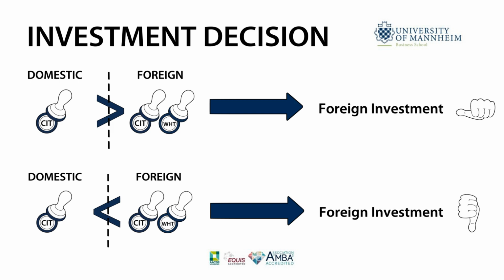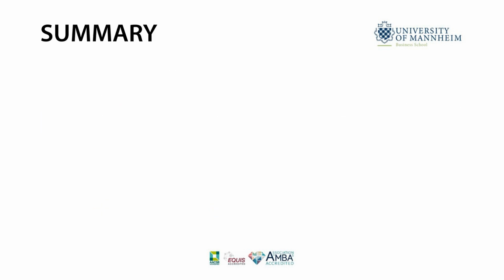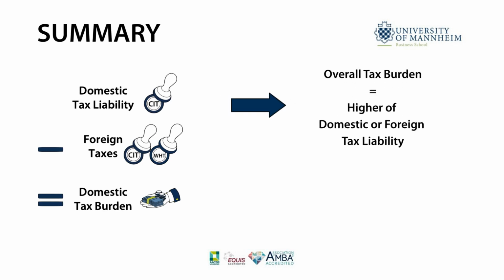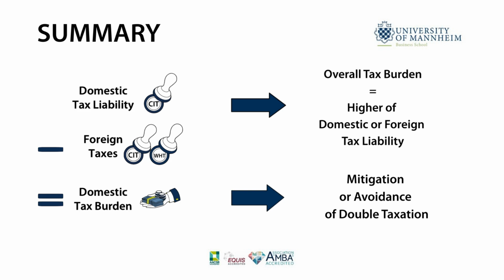credits are not refunded. To summarize, under the credit method, the taxpayer can offset foreign taxes paid against the domestic tax liability. Thus, the higher of both tax liabilities determines the overall tax burden. Under the credit method, double taxation is mitigated, or even avoided, if the foreign taxes paid can be fully offset against the domestic income tax liability.